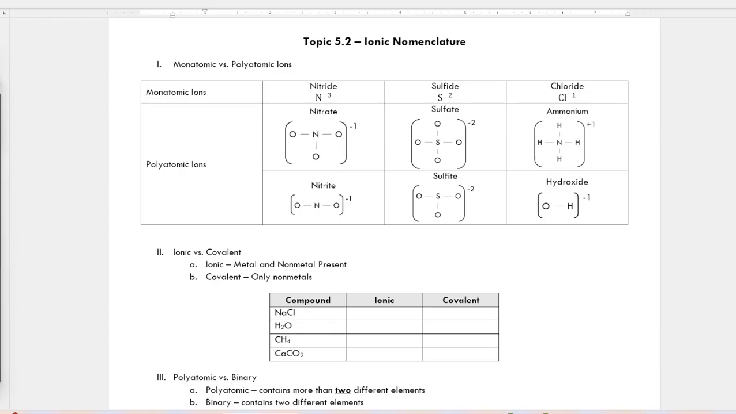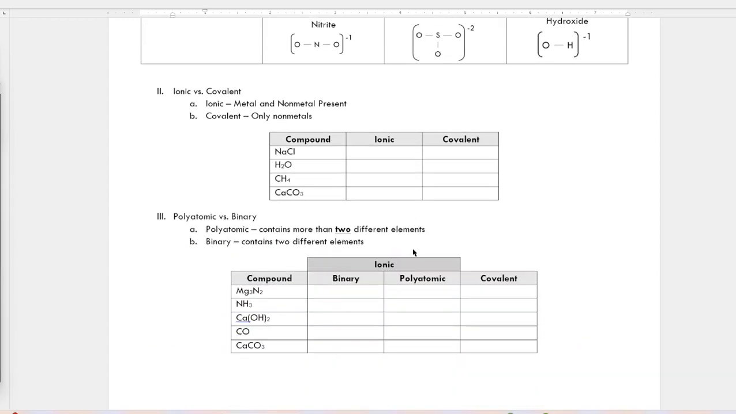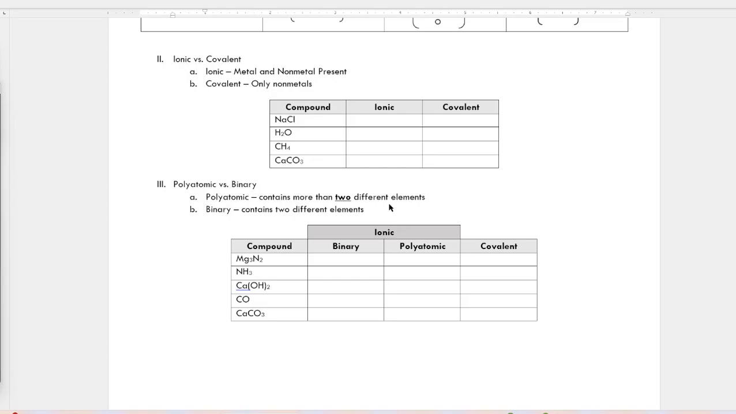Okay, let's get back to our notes. Now that we have a decent understanding of what a polyatomic ion is, again, don't look too far into it. We're just going to treat them as if they're non-metals, except for ammonium, that's the only exception. Let's look at how we name these things.